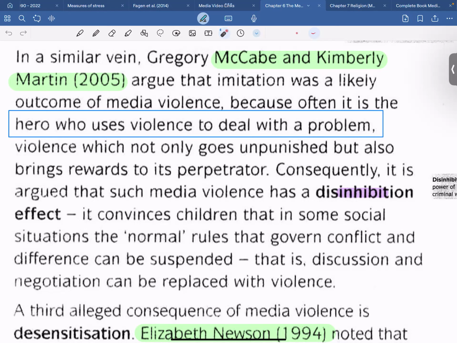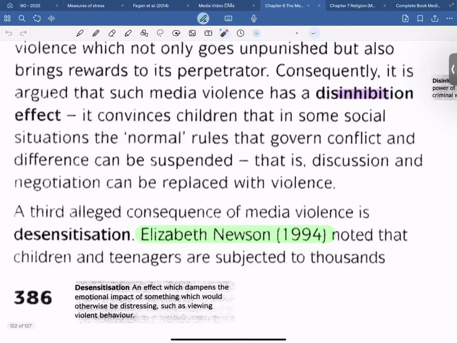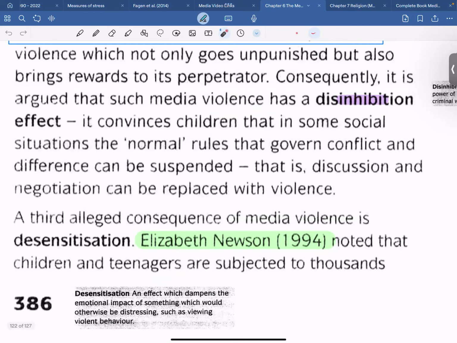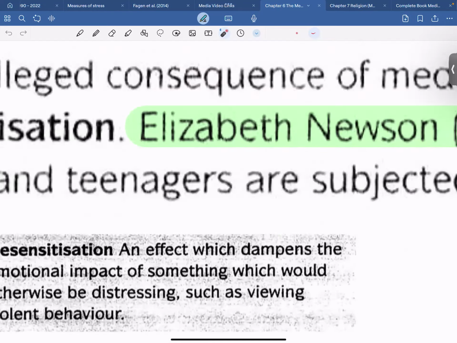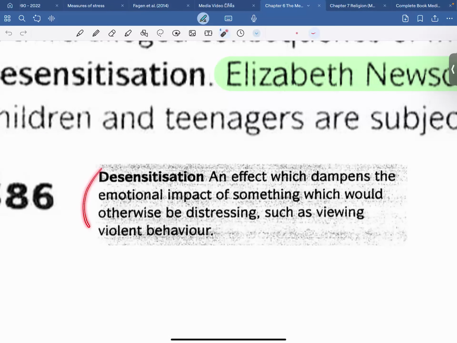We spoke about Bandura, Ross and Ross. Number two, we spoke about McCabe and Kimberly Martin. Number three, let's talk about the idea of desensitization put forward by Elizabeth Newson. What does the word desensitization mean here? Desensitization is an effect which dampens the emotional impact of something which would otherwise be distressing, such as viewing violent behavior.